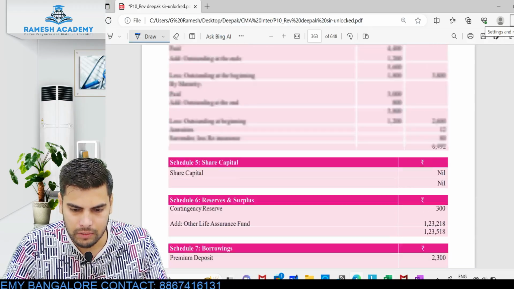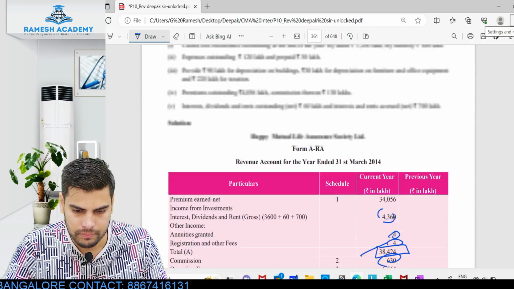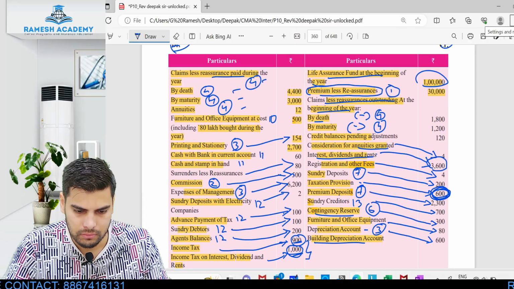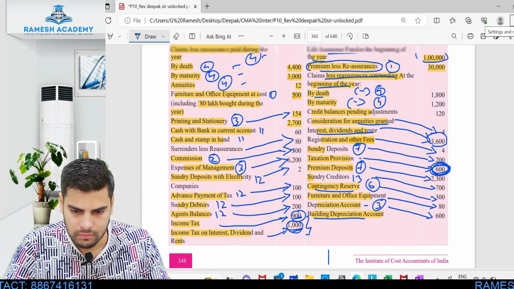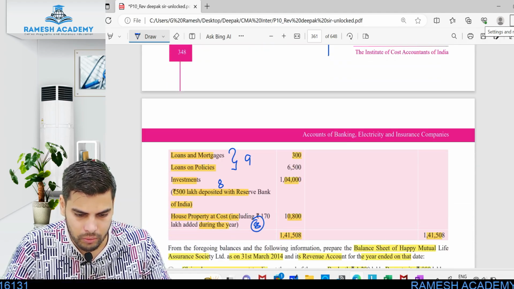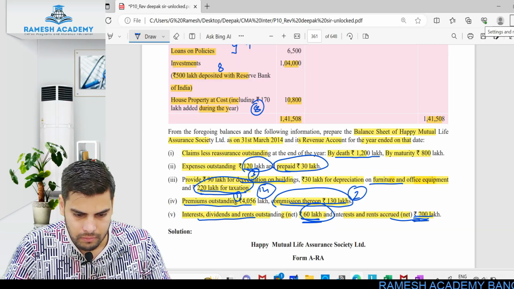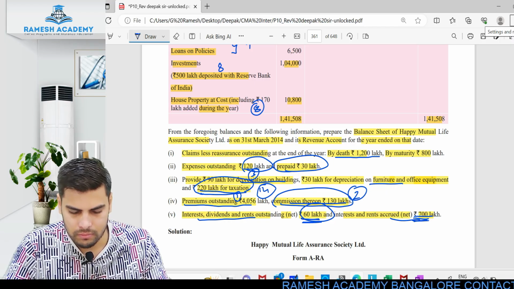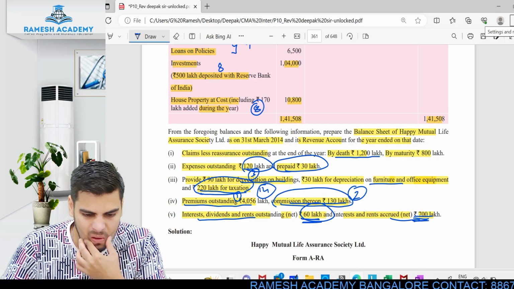Do we have any other investment? 690 rupees. Have they given any other investment in the question? No, right?